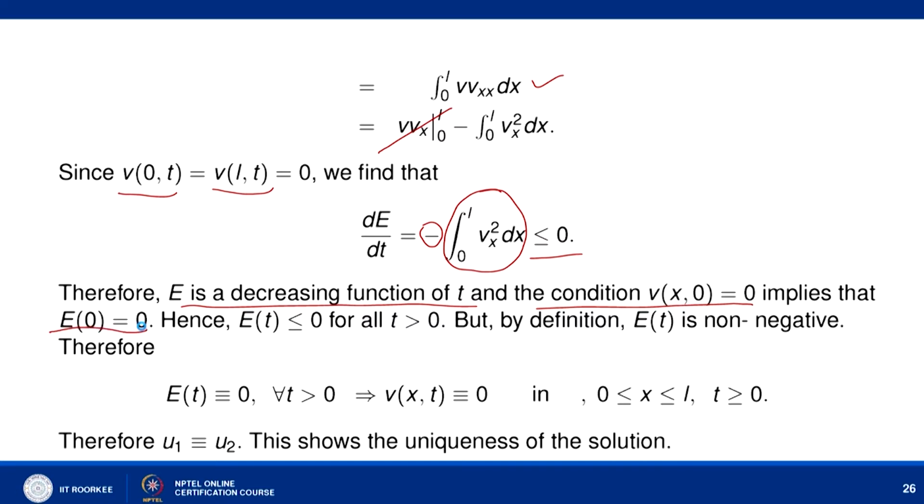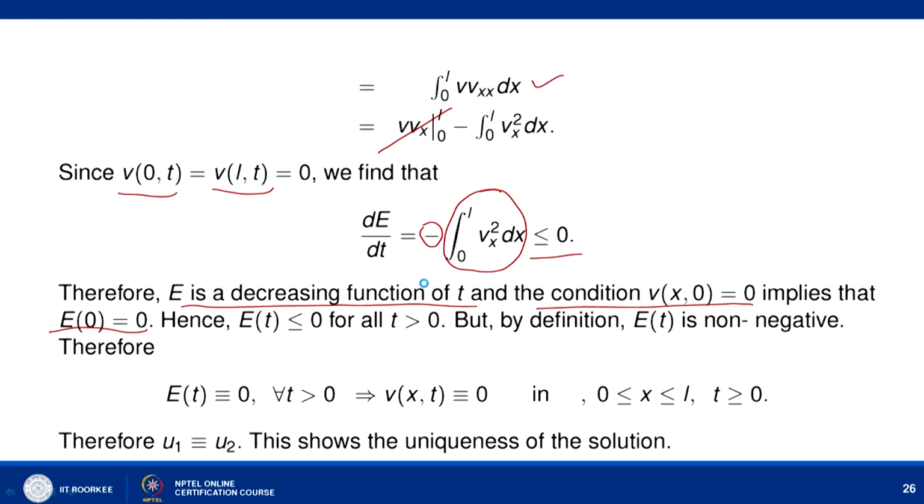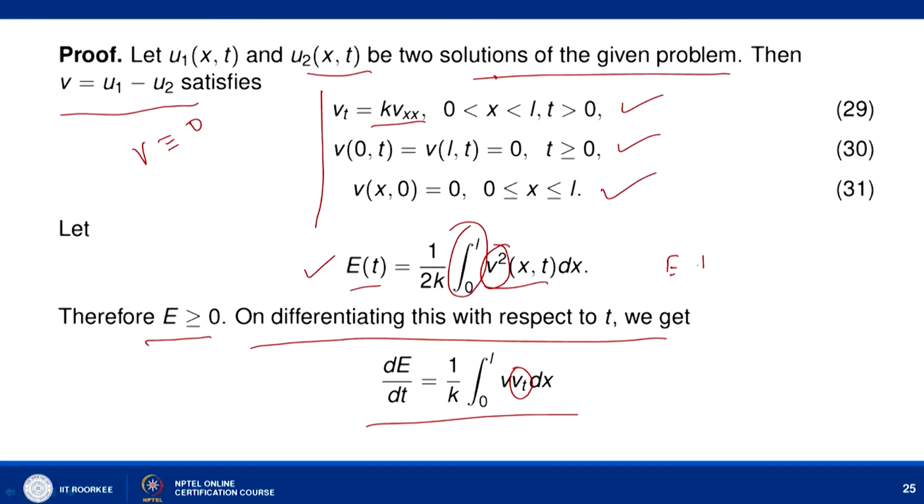We already know that V(x,0) is equal to 0, so E(0) is 0, and E is a decreasing function of t. It means that E(t) is less than or equal to 0 for all time t greater than 0. But we already know that E(t) is non-negative. By definition, E(t) is greater than or equal to 0, and what we have achieved is that E(t) is less than or equal to 0. These two things happen together only when E(t) is equal to 0.